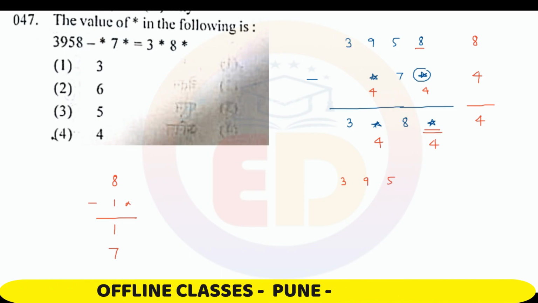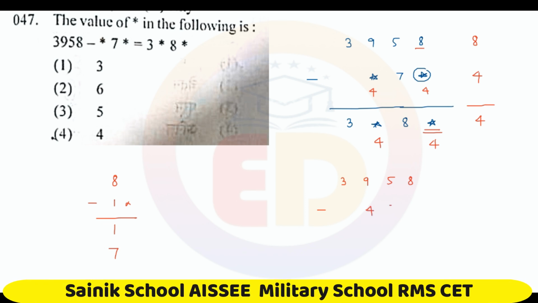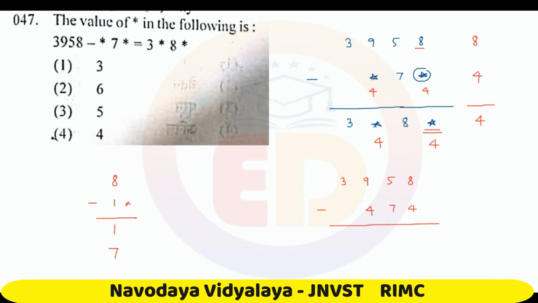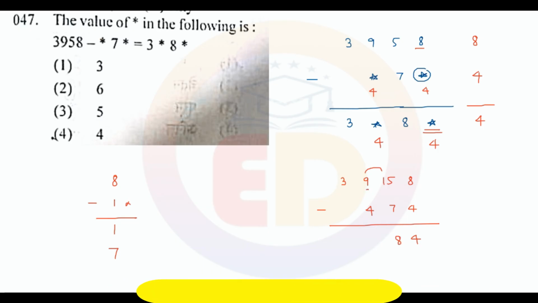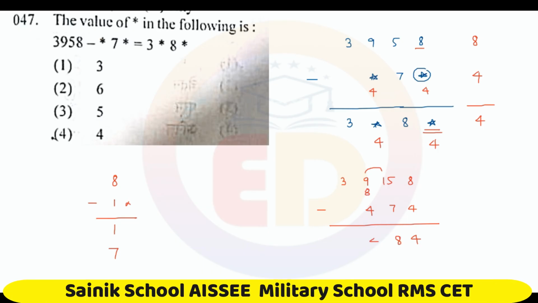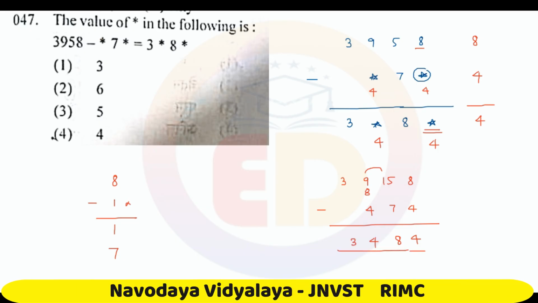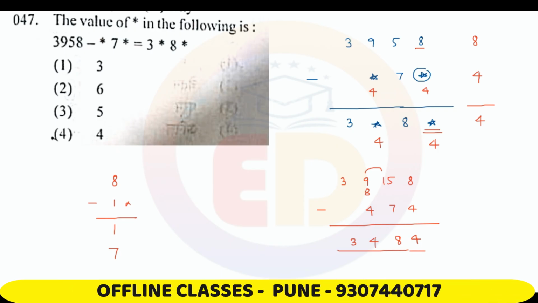3958 minus 474. 8 minus 4 is 4. 5 minus 7 we cannot do, borrow 1. 15 minus 7 is 8. Now this is 8. 8 minus 4 is 4. And this is 3. You'll get the answer as 3484. So our answer is option number 4.